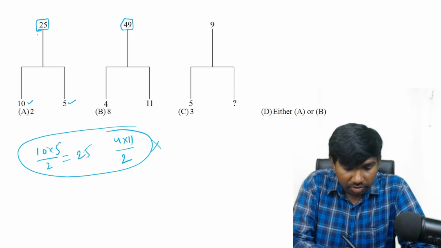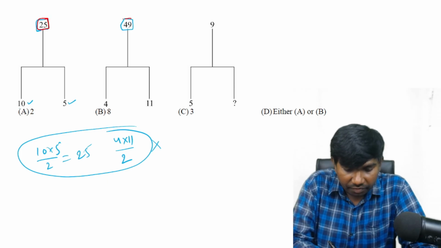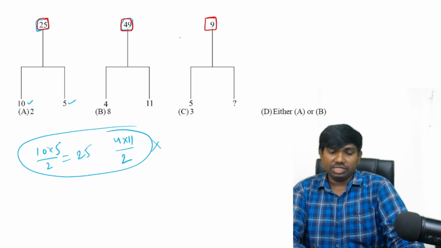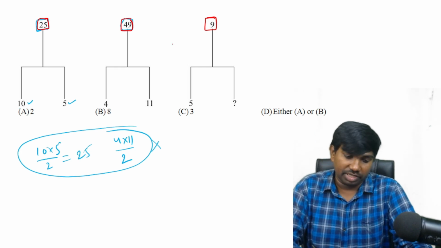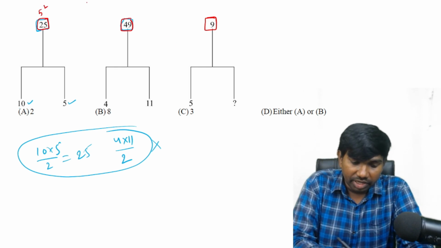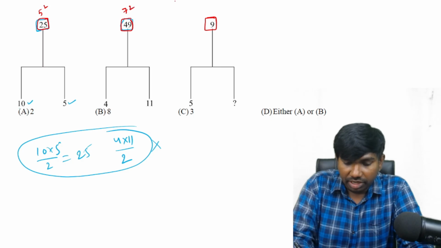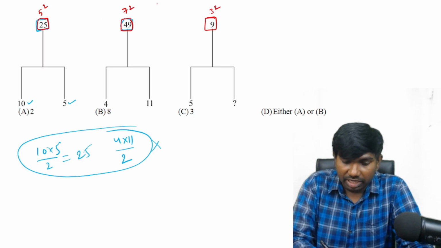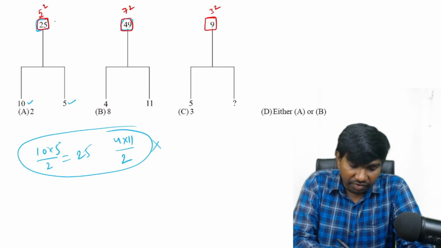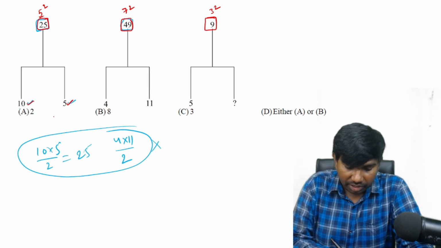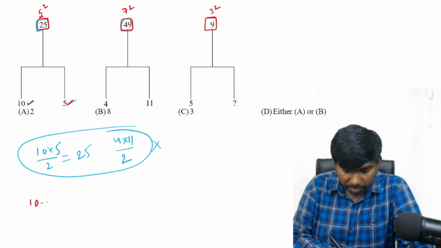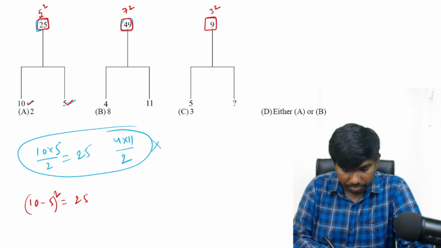Yes, if you observe all the top numbers, 25, 49 and 9, these are some special numbers. What are these numbers? Perfect square numbers, correct. So this is 5 square, this is 7 square and this is 3 square. What is this 5 for these two numbers, 10 and 5? Yes, the difference, right? 10 minus 5 whole square is 25, correct?